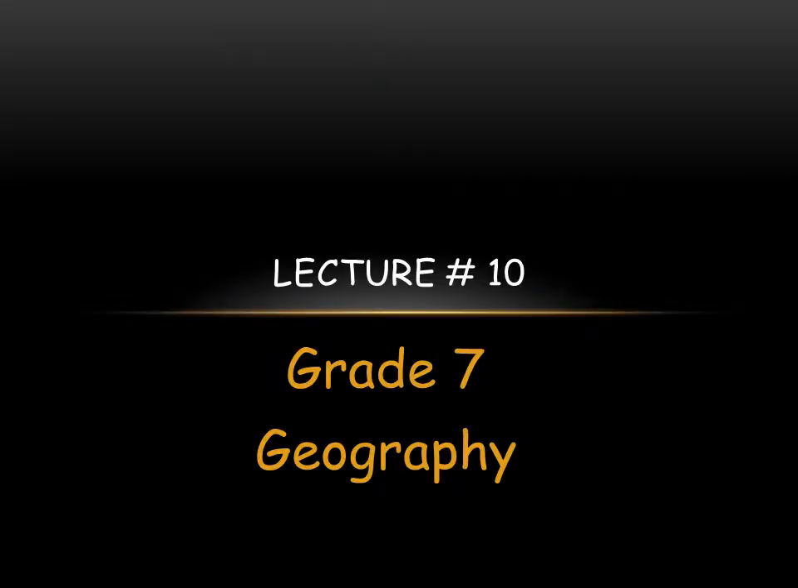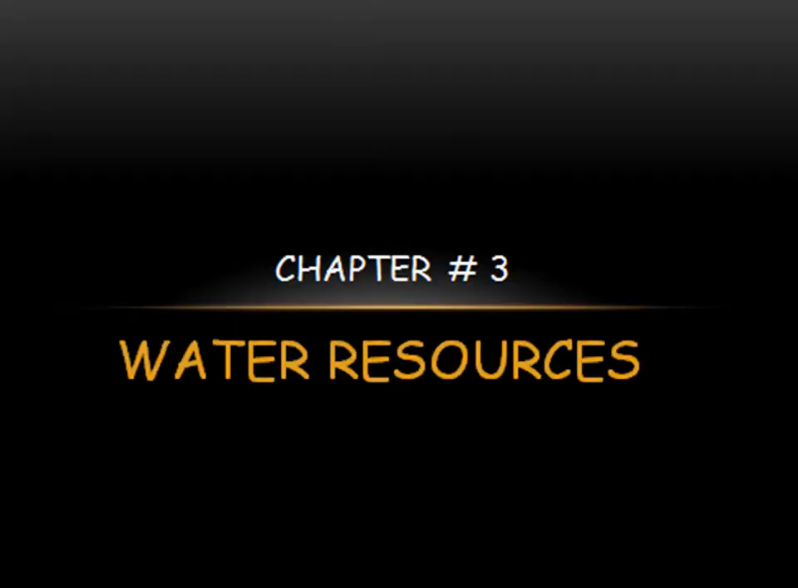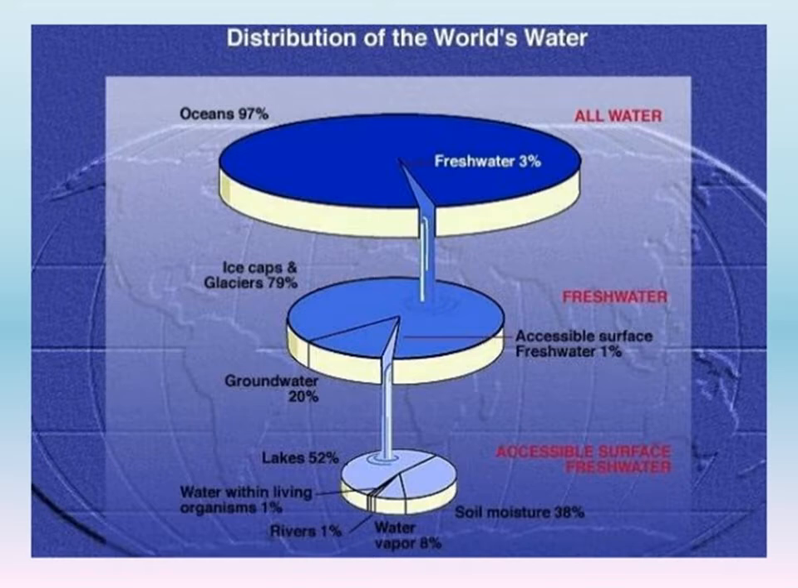This is my lecture number 10 for grade 7 Geography. So today we are going to start chapter number 3, which is water resources. In the previous lecture, we learned about the water supply and the distribution of world's water. We learned that about 70% of the Earth's surface is covered by water, and the Earth is known as the blue planet.